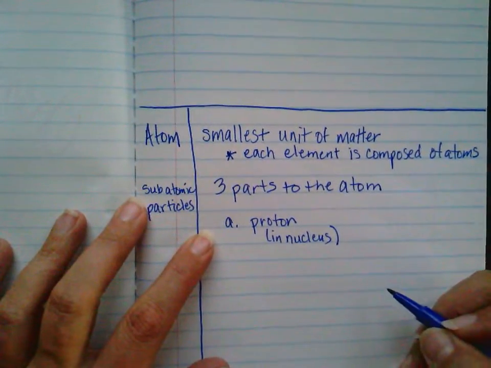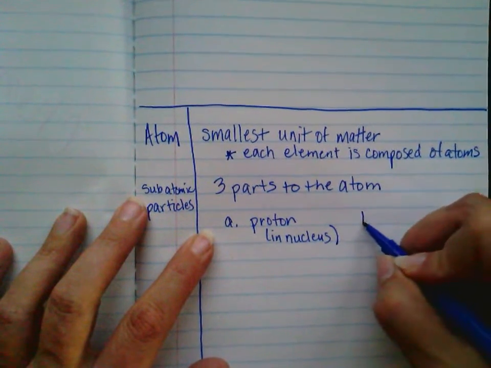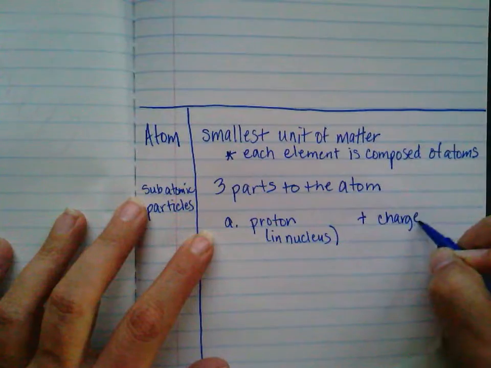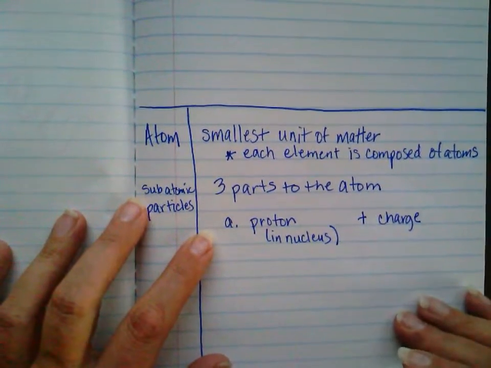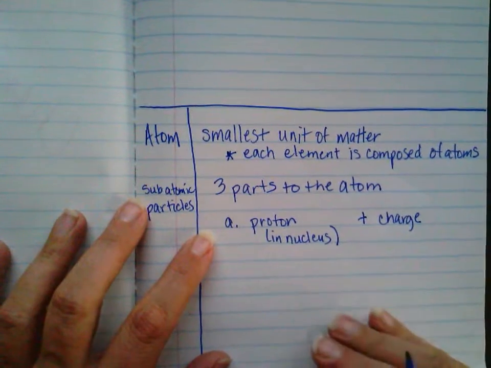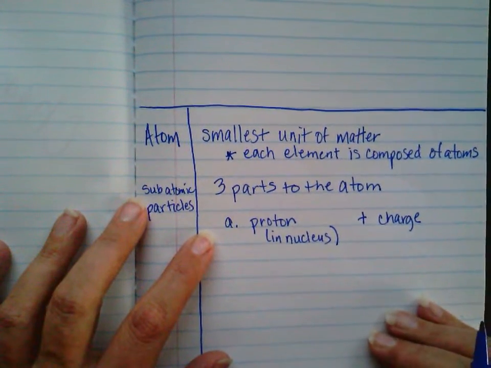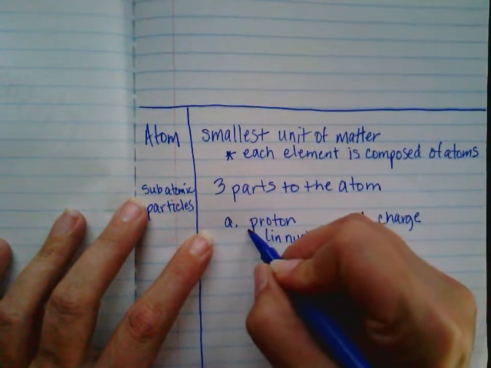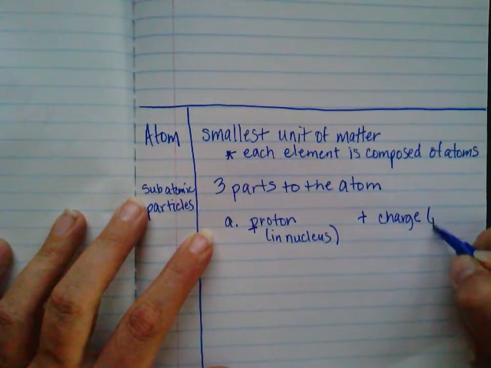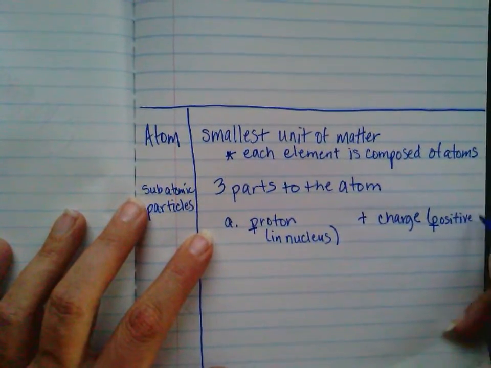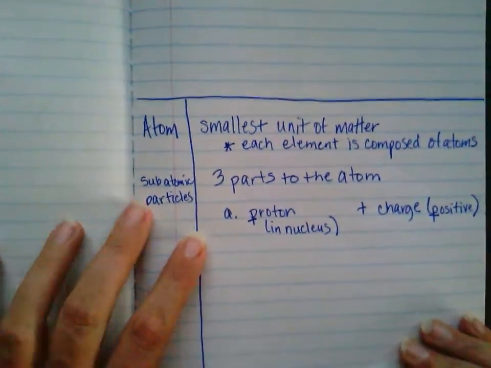Okay? And a proton has a positive charge. So they are charged electrically, like a battery would be. You can have a positive side, you can have a negative side, and then you can have no charge at all. All right, so protons, P for proton, P for positive. They are positively charged. Okay?